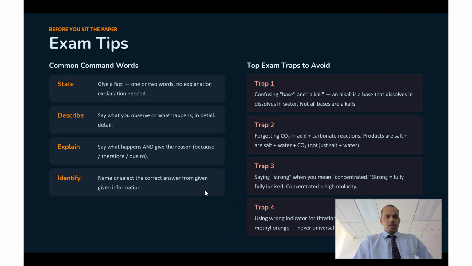Now, common command words: state, describe, explain, and identify.